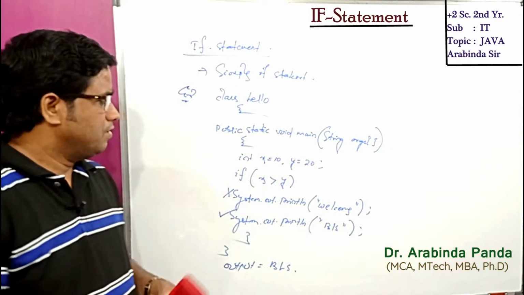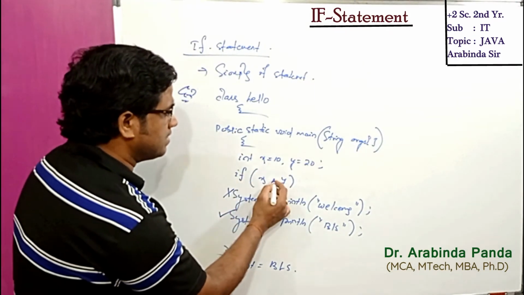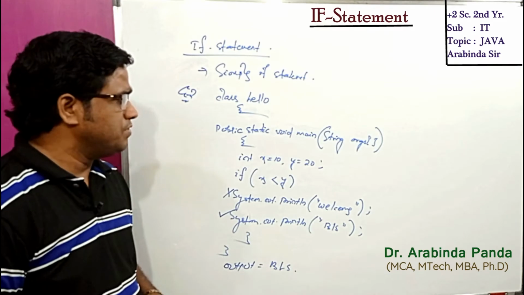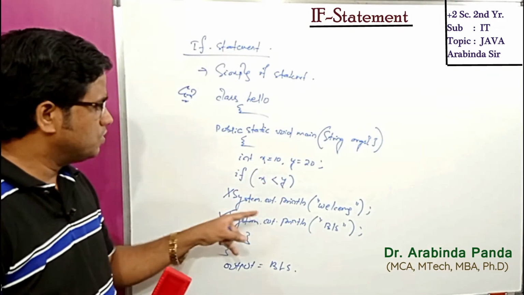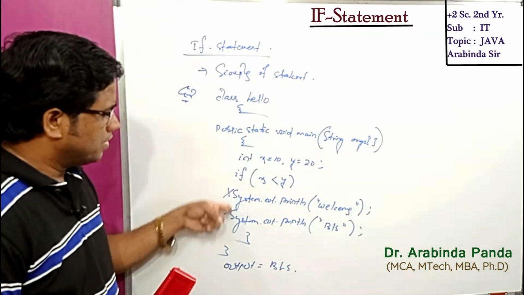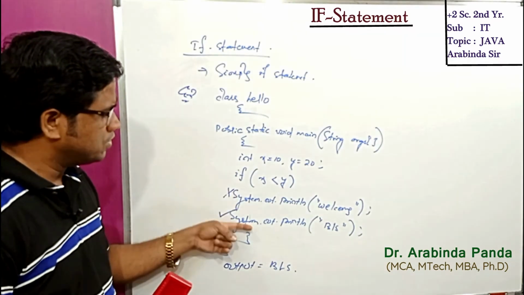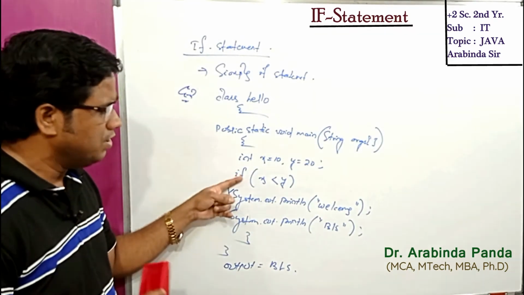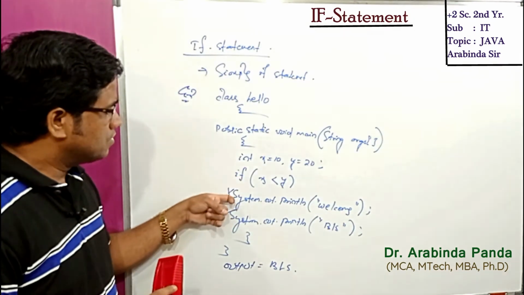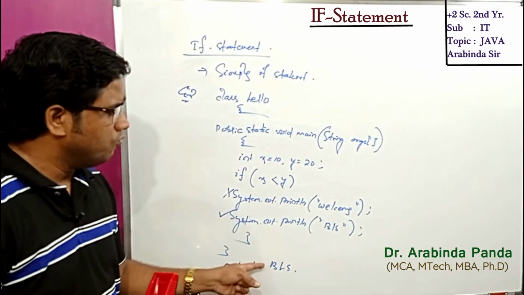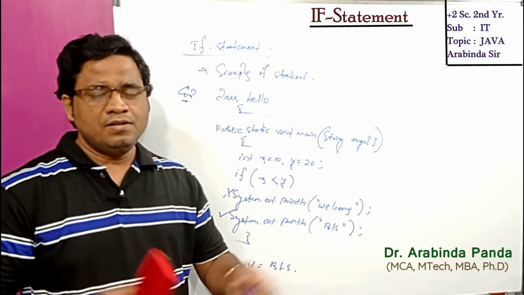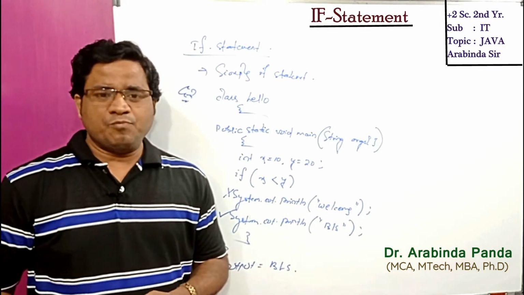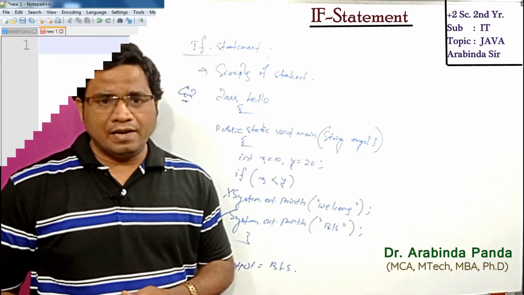Very simple. Suppose here x less than y. X less than y means what? 10 less than 20. True or false? True. True means it will be executed. The statement is executable, it depends on the if condition, right? So it will be executed. So output will be what? Welcome BLS. Okay. So let us see the implementation, programming implementation, so that it will be more clear, right?